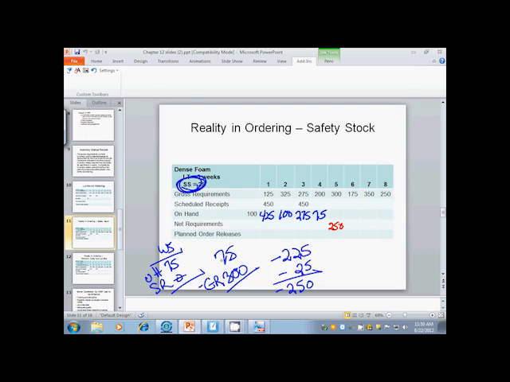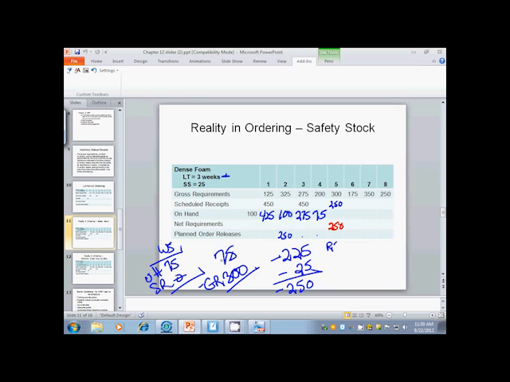Our lead time that I covered up there is still 3 weeks. So we need to order 3 weeks in advance, 1, 2, 3 weeks in advance, that's week 2, 250 units. If I order 250 units in week 2, I'm assuming I'm going to get them 3 weeks later, which would be week 5, or I'm going to have a scheduled receipt of 250 units.